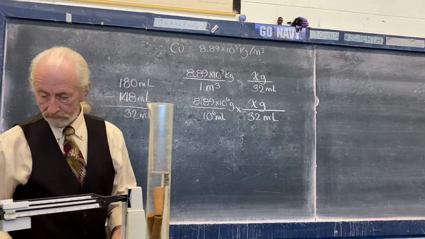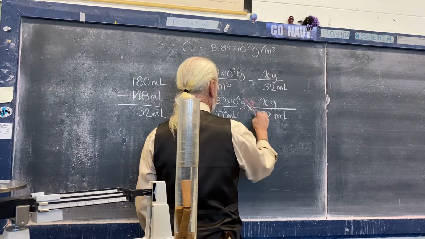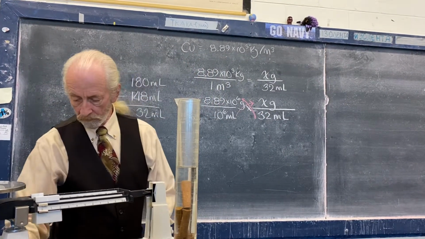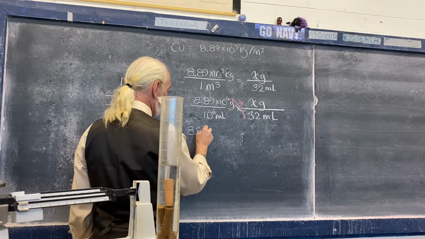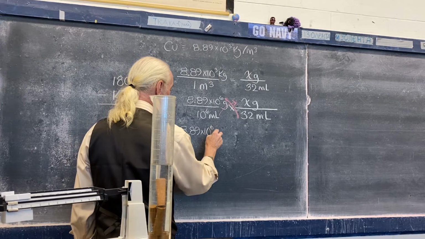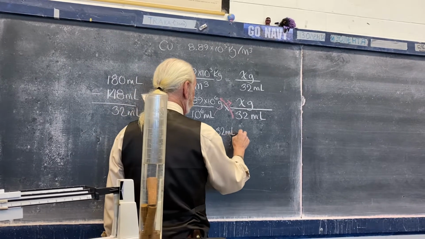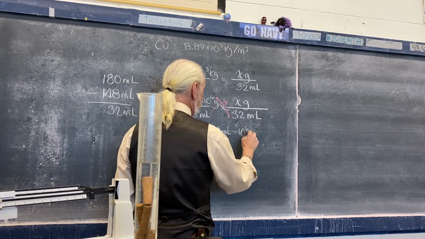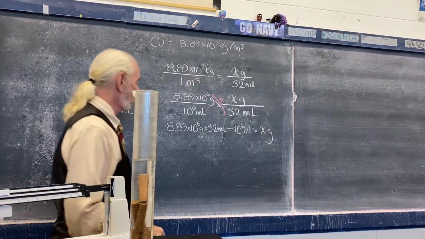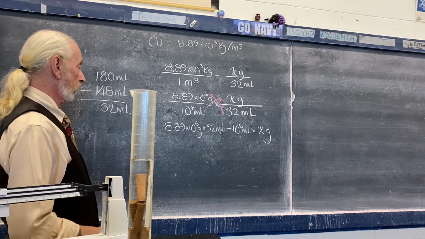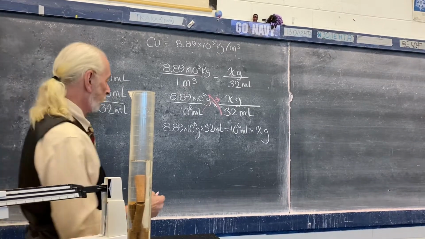So now I'm set up. Do cross multiplying. 8.89 times 10 to the 6 grams times 32 milliliters equals 10 to the 6 milliliters times X grams. Double check it, make sure I haven't left anything out. Grams and grams, 10 to the 6 milliliters, yeah, it's all there. I'll do some cancellation.